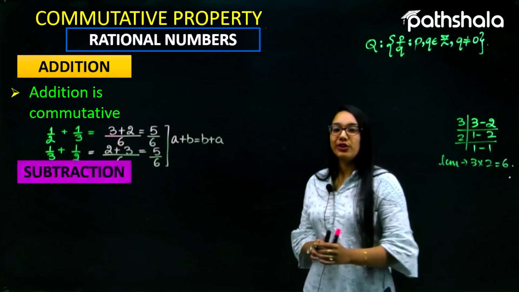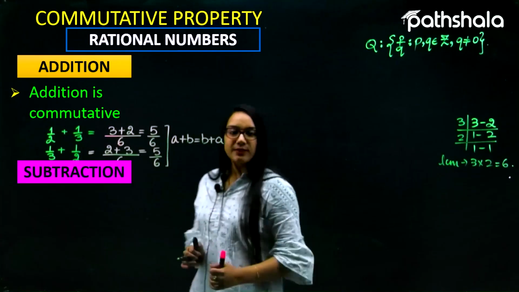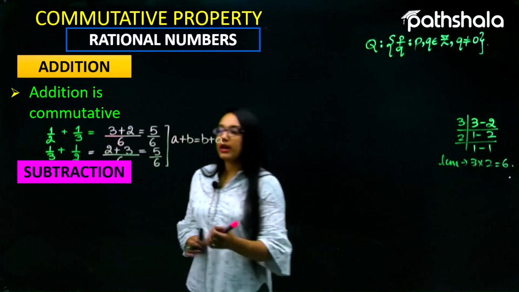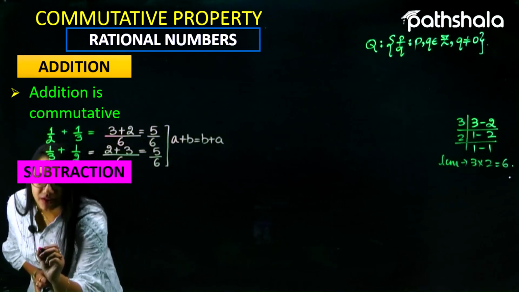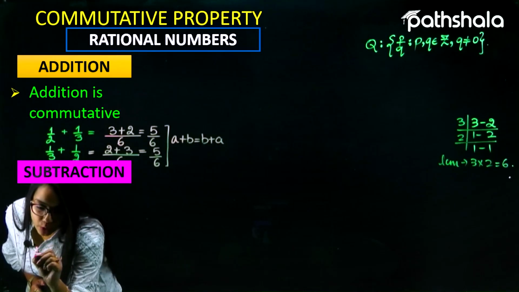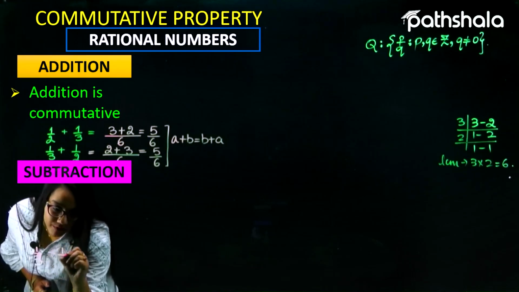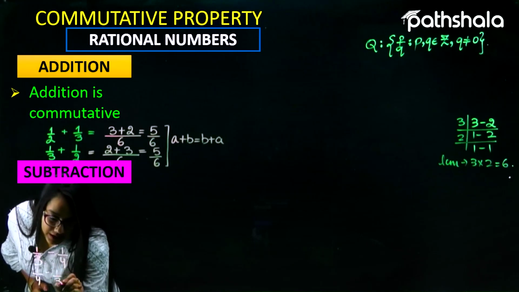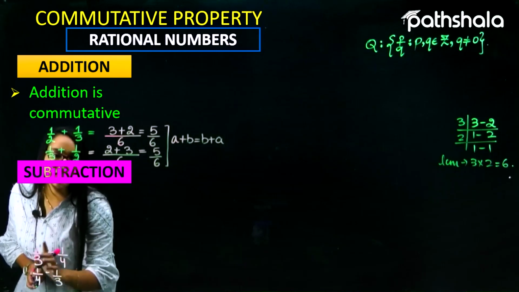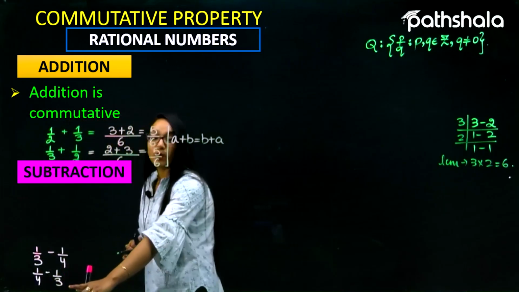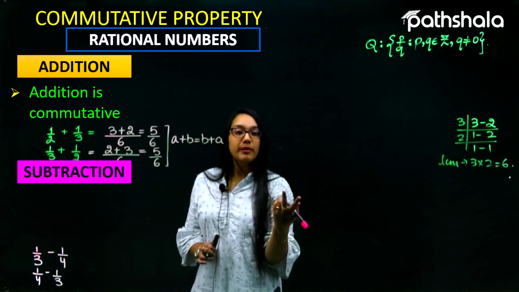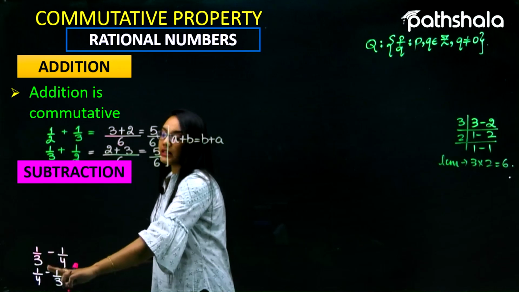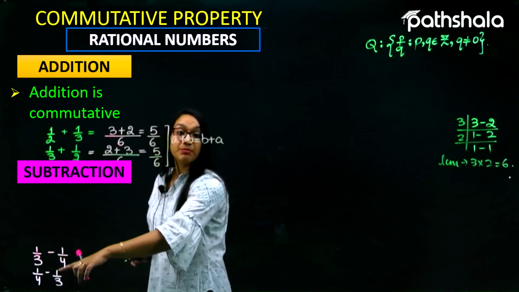So let's just move on further towards subtraction. Let us suppose we'll take another pair of rational numbers, 1 by 3 and 1 by 4. We are subtracting both of them in different orders. First of all, I'm taking 1 by 3 minus 1 by 4, and in the second case, I'm taking 1 by 4 minus 1 by 3. Meaning I am switching the position of both of them: a minus b, and the second time, b minus a.